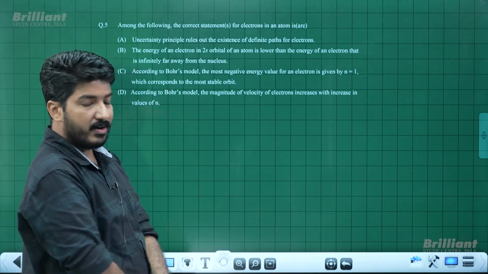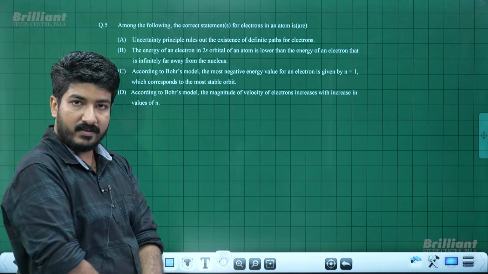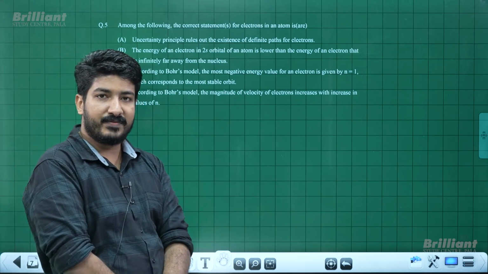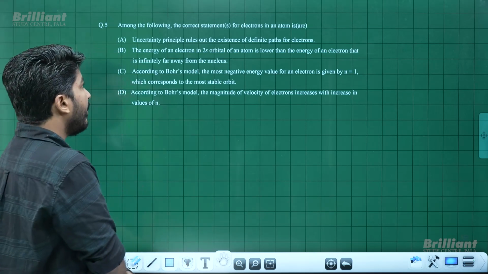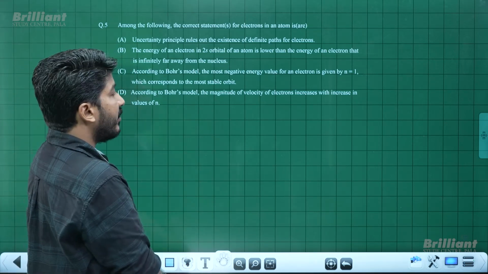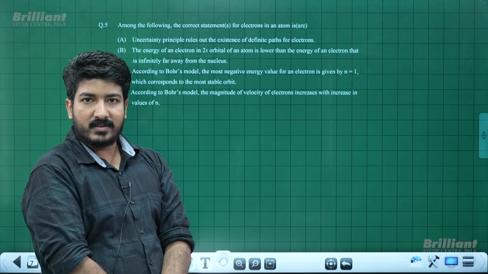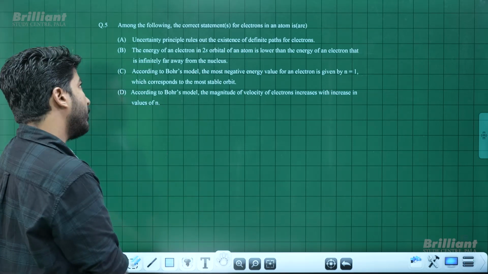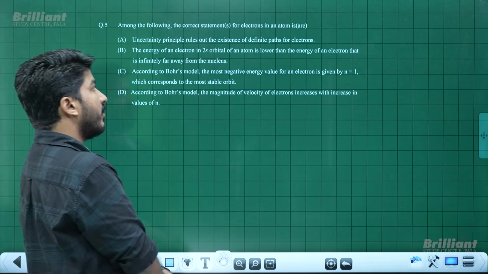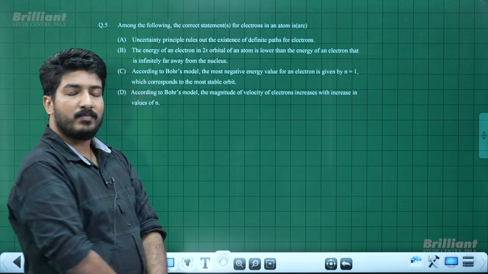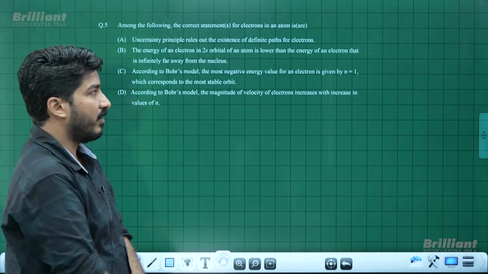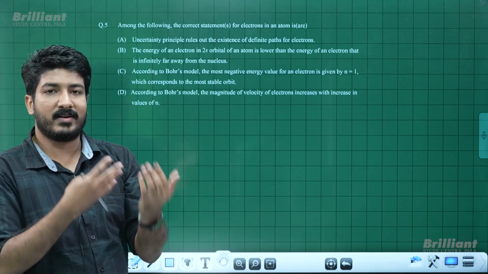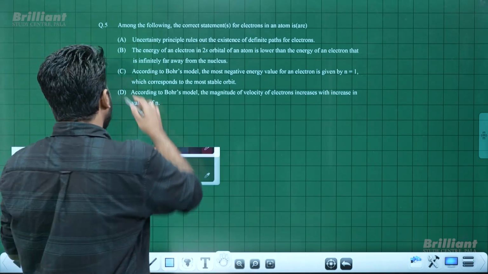Electron has definite radius of orbit, then definite energy, definite velocity, etc. All are definite for the Bohr model of atoms, right? And that is just nullified by the two concepts, that is de Broglie concept and uncertainty principle, right? So we are sure that uncertainty principle clearly rules out existence of definite paths or so-called orbits for electrons. After uncertainty principle, we don't have orbits, we have orbitals. Okay, yes. So A is a true statement.